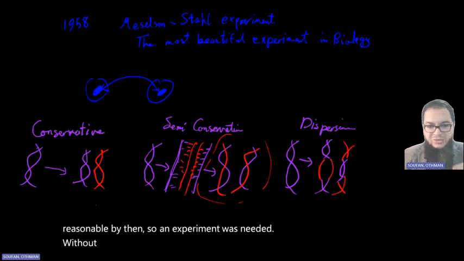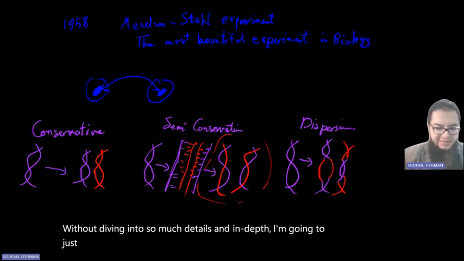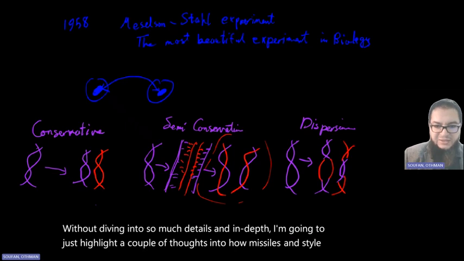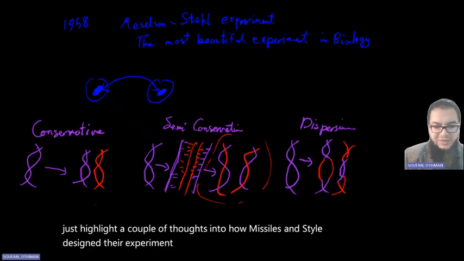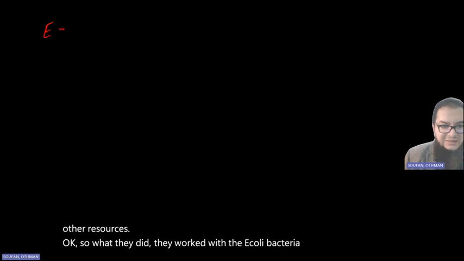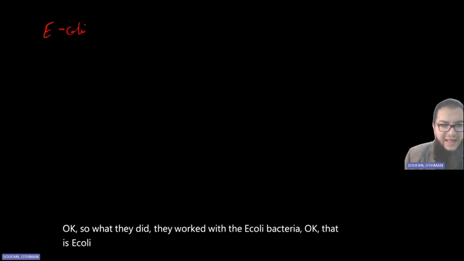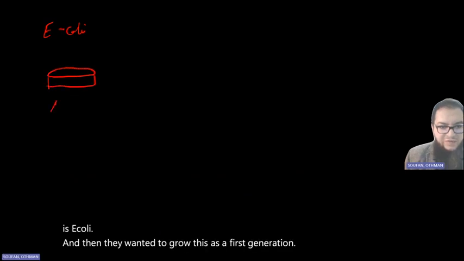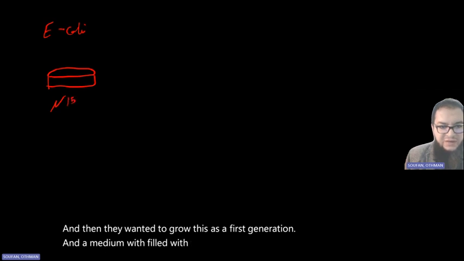Without diving into so many details, I'm going to just highlight a couple of thoughts on how Meselson and Stahl designed their experiment, but you can read about this in the other resources. So what they did, they worked with the E. coli bacteria, and they wanted to grow this as a first generation in a medium filled with nitrogen 15, okay?